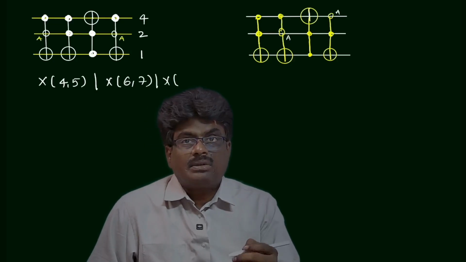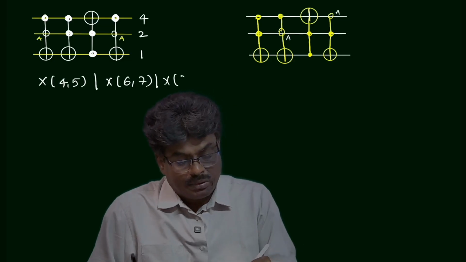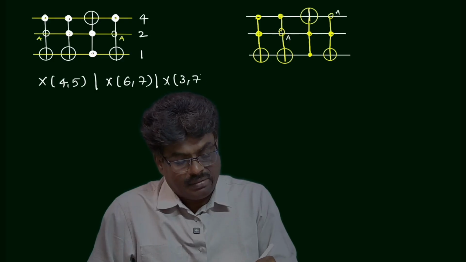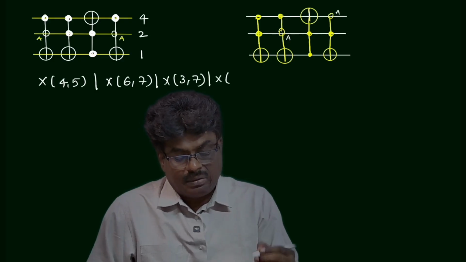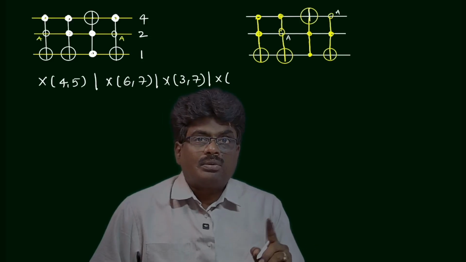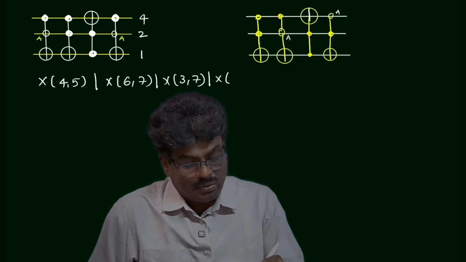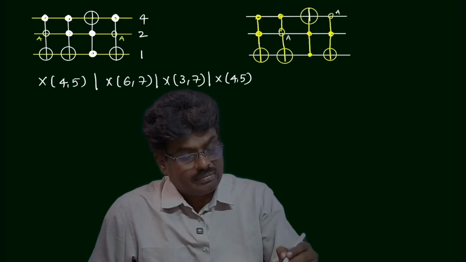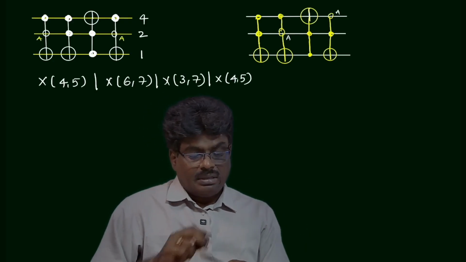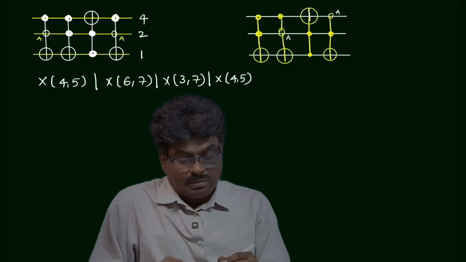Next again here 2 controls are there, 1 and 2. So that's why 3 comma 7. Next x of 1 control and 1 anti-control, that is a 4 to 1, 4 comma 5. So any cancellation? No, just proceed.